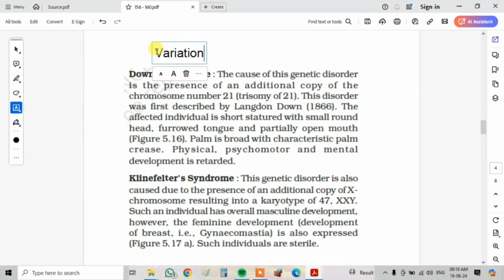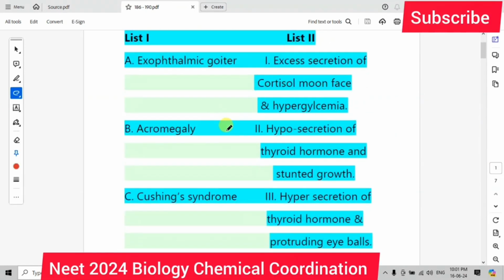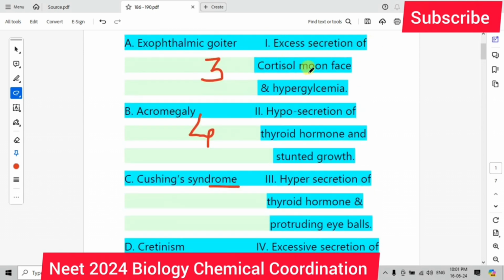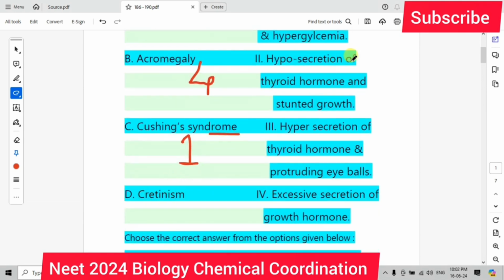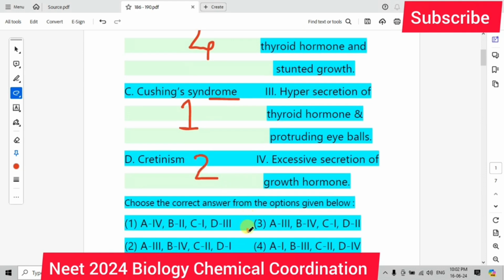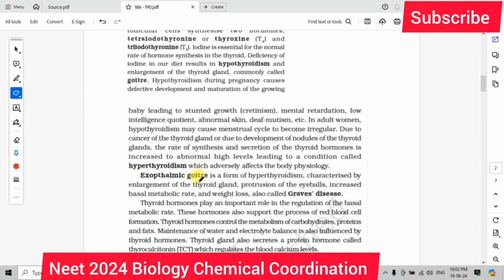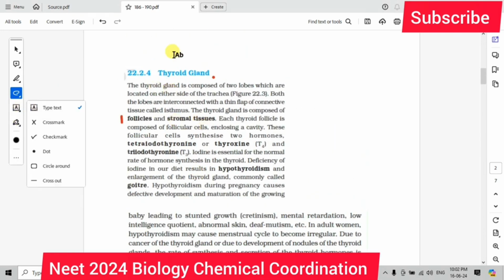A. Exophthalmic goiter, and it is 3, hypersecretion of thyroid hormone and protruding eyeballs. Next, acromegaly. It is 4, excess secretion of growth hormone. Cushing's syndrome. It is 1, excess secretion of cortisol, moon face and hyperglycemia. Next, cretinism. It is 2, hyposecretion of thyroid hormone and stunted growth. So it is 3, 4, 1, 2. Option 3 is the answer. You can see the NCERT regarding the thyroid glands from the chapter known as chemical coordination.